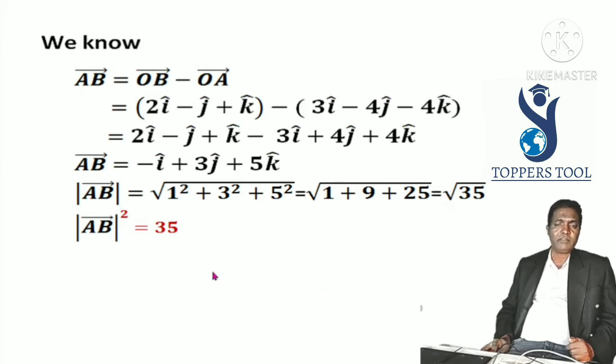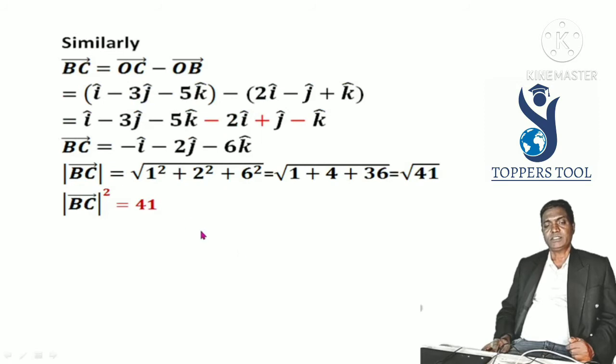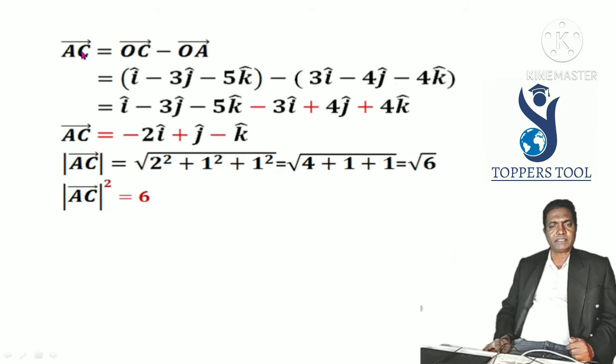Now similarly, you have to find magnitude of BC vector. So here is the BC vector, that is OC minus OB in terms of position vectors. You write, simplify, you will get this. Similarly, take the square on both sides. So you will get magnitude of BC square is 41 because the square root gets cancelled. One more you have to find, AC vector, and you will come up with this. So better you take a screenshot.